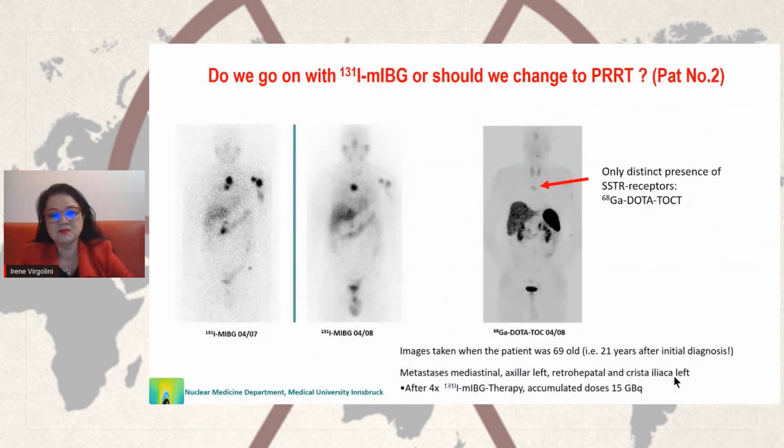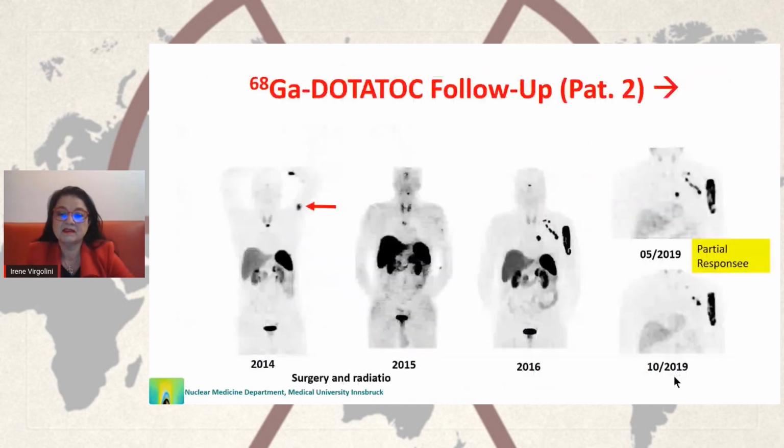But I want to point out there was a point when we considered that not all lesions were MIBG positive, and we did the gallium DOTA-TOC PET scan, which did not take up the radioligand very well. So we still considered going on with treatment in this particular patient with MIBG. In the end, the patient had undergone surgery, external radiotherapy, and after combined interventions still showed a response to combination therapy.